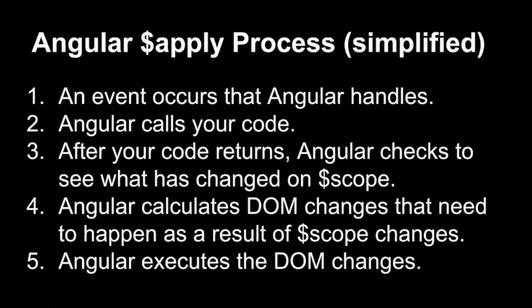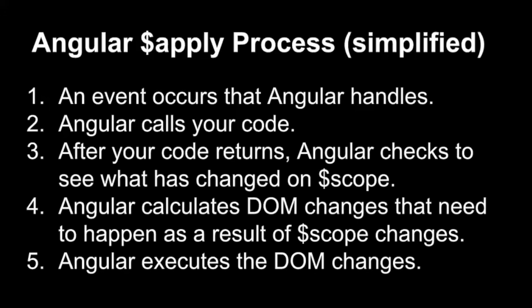So first, an event occurs that Angular is handling, like an ng-click. Angular calls your code, so you've specified some click handler. After your code returns, Angular checks to see what's changed on scope. So you've changed some variables, like you said, scope.helloWorld. So Angular looks to see what's changed. Then based on what scope changes have happened, Angular calculates what changes to the DOM need to happen. The DOM is the document object model for the folks that are new to all this.